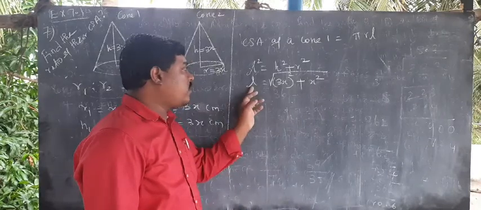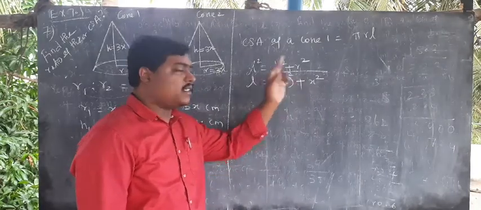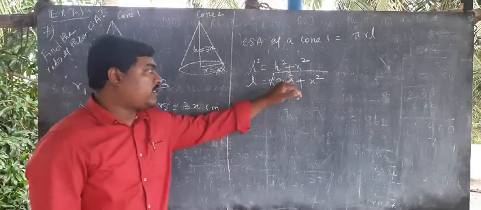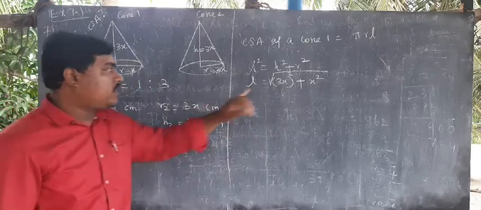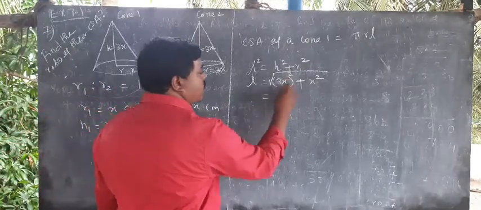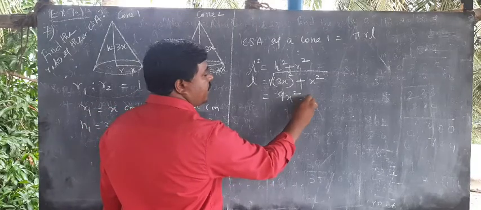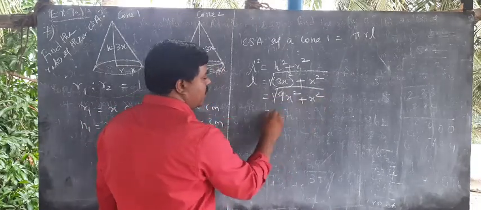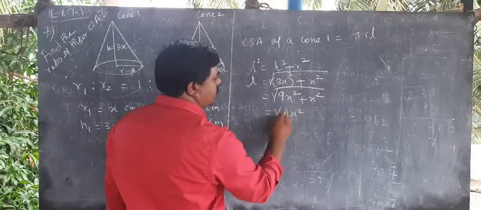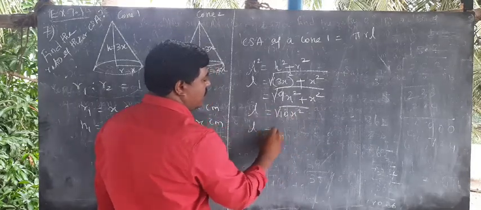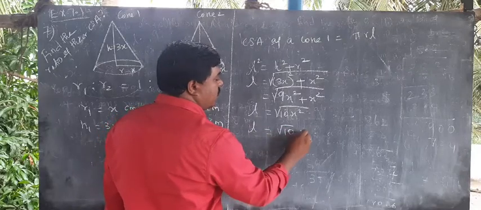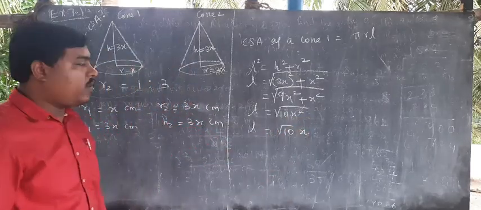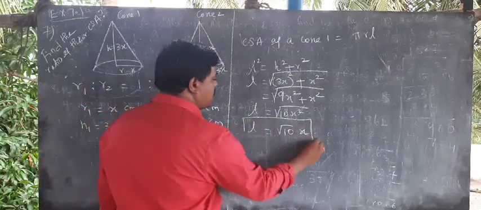So listen, L equals root of 3x squared plus x squared, because h equals what here? 3x. So h squared is (3x) whole squared. r equals what? x. So x squared. 3 squared means 9x squared, plus x squared, 10x squared. So we take the root: root 10 for x squared, x. The root will be cancelled for this square. So L equals root 10 x.